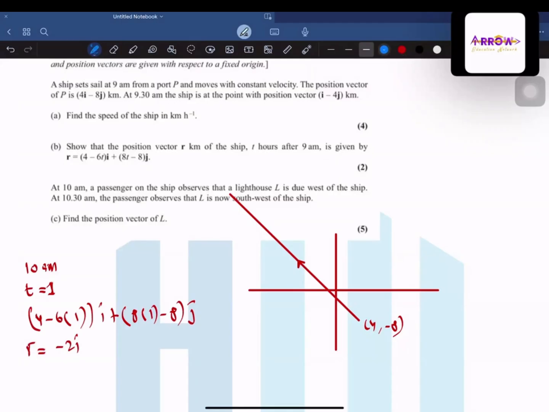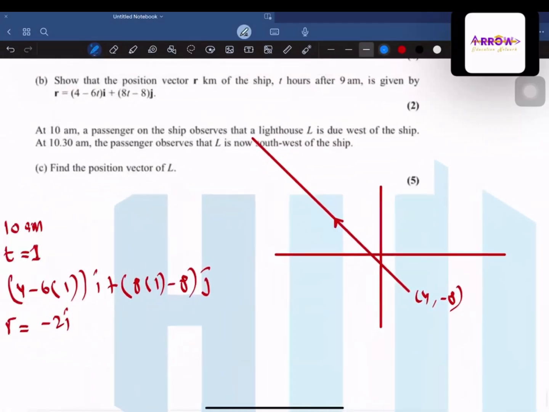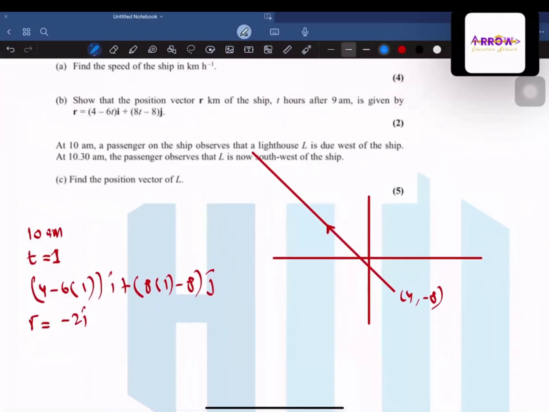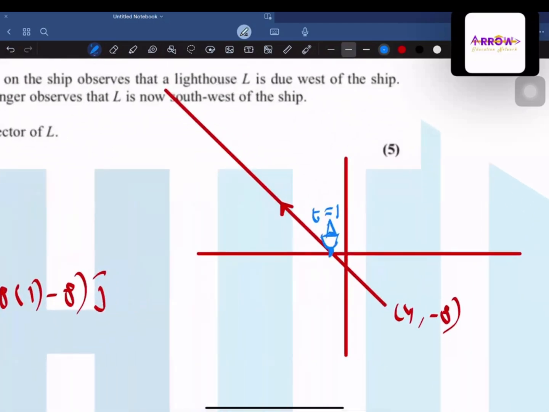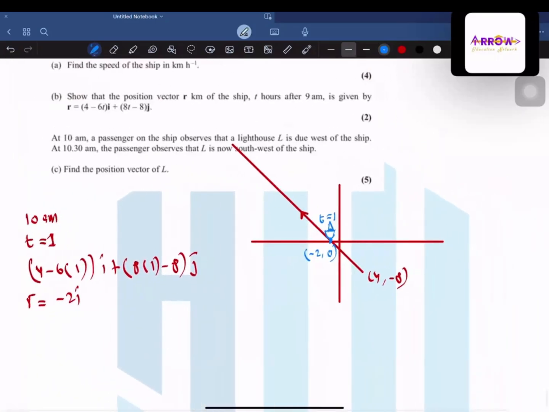So at t equals 1, the position vector of the ship is minus 2i, meaning the ship is on the horizontal axis. Does this make sense? At t equals 1, the ship is over here, and this is the point minus 2 comma 0, because the position vector is minus 2i. As simple as that.